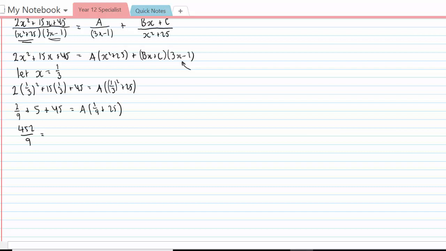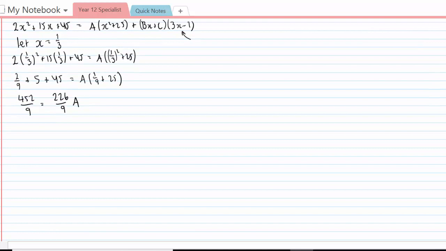And on the right hand side, 25 is the same as 225 on 9, so 226 on 9a. And we can see right away that the 9s are going to cancel each other out. If we divide by 226, then the 452 over 226 just goes to 2. And so we get a equals 2. That's pretty nice.